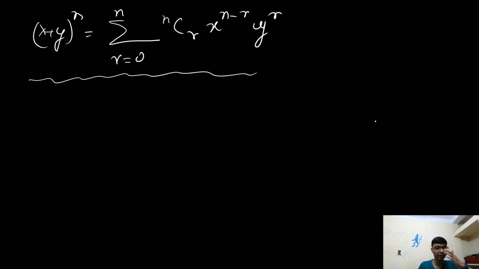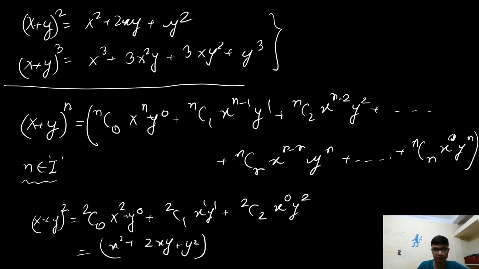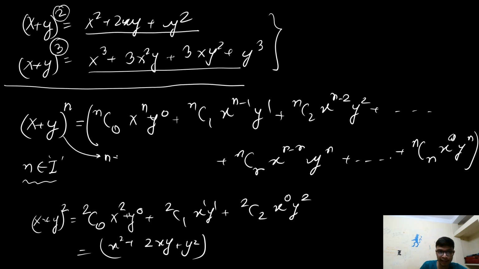So what does (x plus y) to the power n mean? For any general term, we already got an intuition from the expansions: when we calculated (x plus y) whole square, with power 2, 3 terms came out, and when the power was 3, 4 terms came out. Similarly, when the power is 4, 5 terms will come out. That means in (x plus y) to the power n, there will be n plus 1 terms. So in the expansion of (x plus y) to the power n, there are n plus 1 terms.